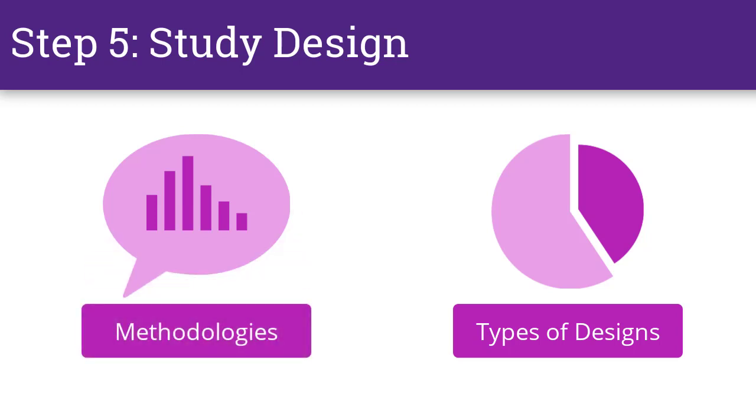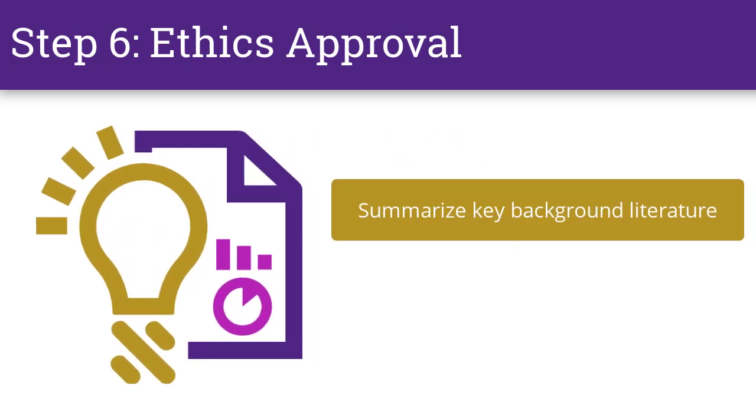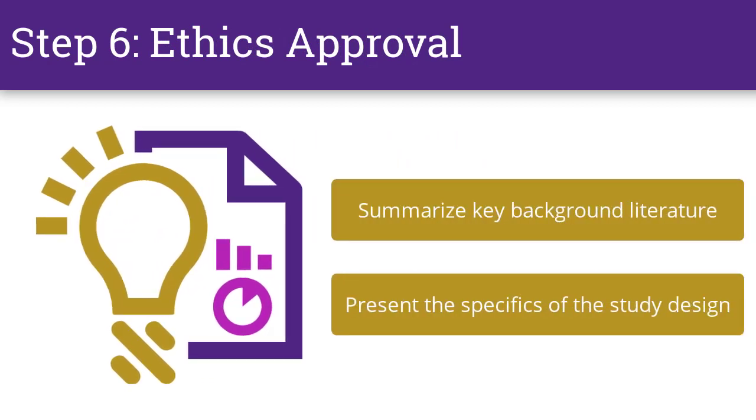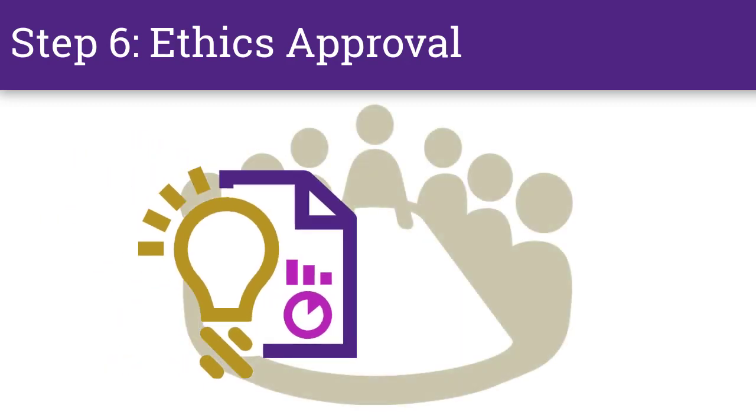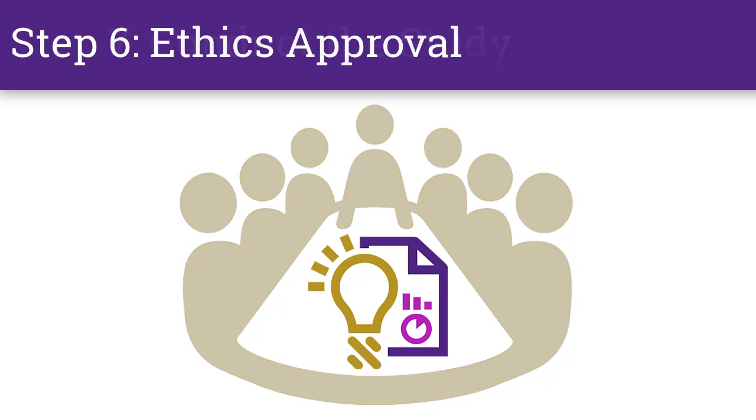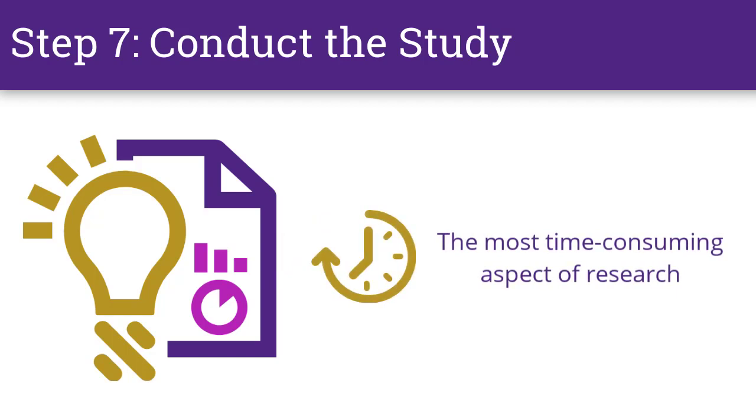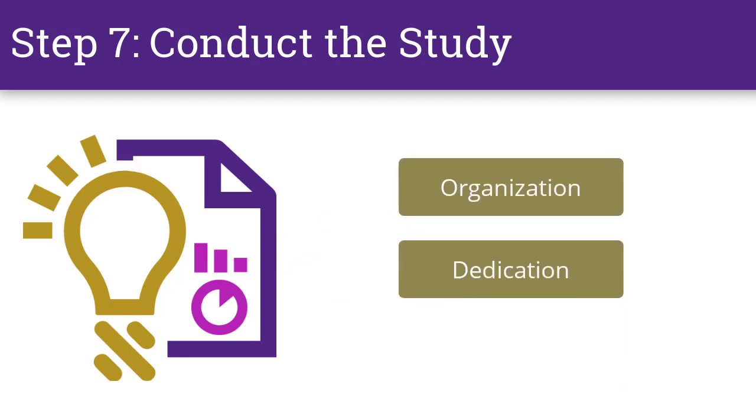Once the researcher has made all of the key decisions regarding study design, he or she will write a research proposal that clearly summarizes key background literature and the specifics of the study design or methodology. This proposal is then submitted to the Institutional Ethics Review Board, who will review and ultimately approve whether the study is given the green light to move forward. Once the researcher has obtained ethics approval, they begin to do the work they described in their protocol. Carrying out the study is the most time-consuming aspect of research and requires organization, dedication, and diligence.